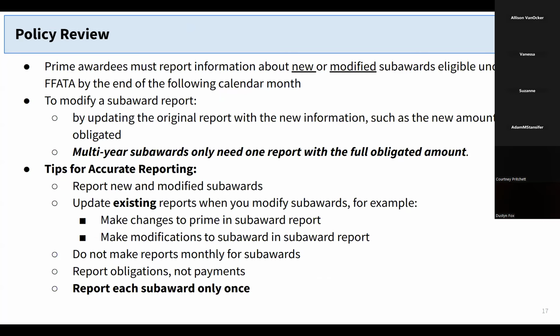Okay, so quickly, policy review. Again, prime awardees must report information about new or modified subaward reports eligible under the FFATA reporting requirements by the end of the following calendar month. Those are three very specific words: following calendar month. So let's say I, as an entity, awarded a subaward today, which is March 21st. I would not be required to report by the end of March, which would be March 31st. I am required by the end of the following calendar month to report any of these subaward report activities. So if I issued something today, then I have until the end of April, so April 30th, to report all of the information that I did today.